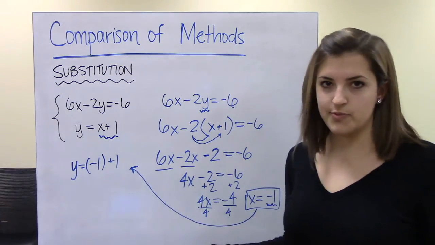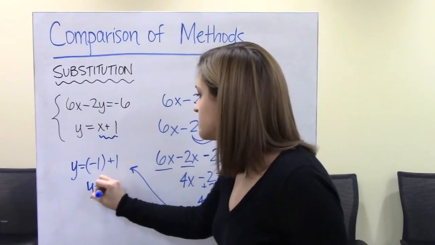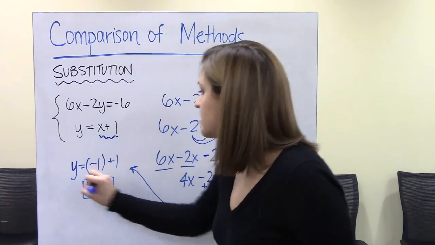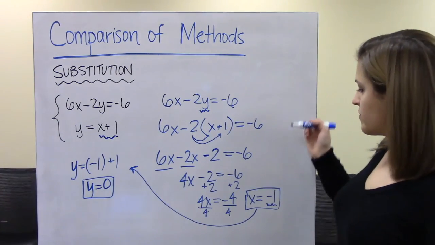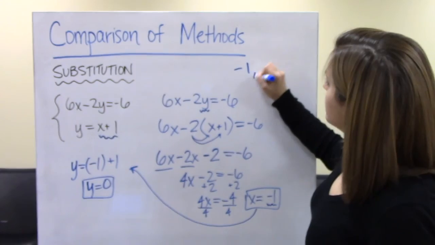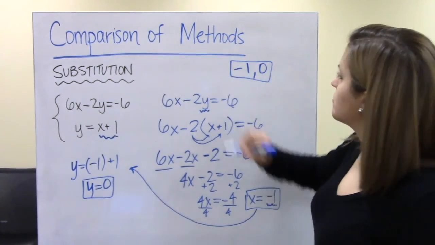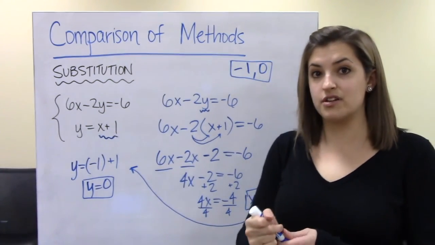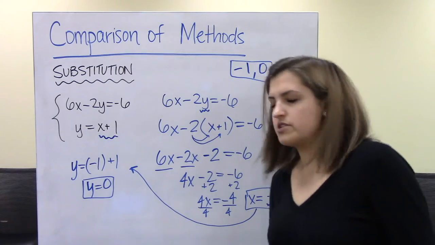And negative 1 plus 1 is 0. So y equals 0. And that means my solution is going to be negative 1, 0. And if you remember from graphing, we had that solution as well. Now, I just want to touch on the point.